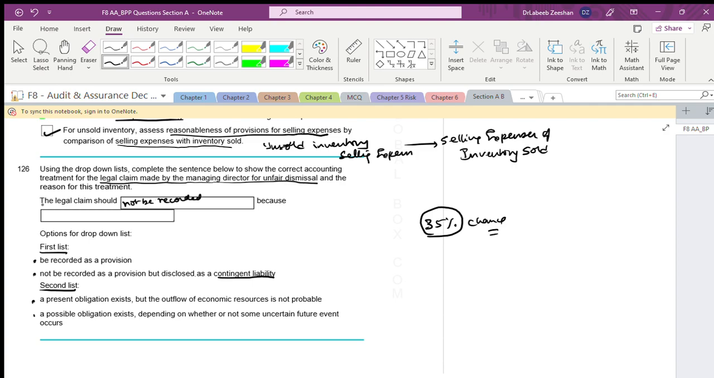But as a provision, is it? It should not be recorded as a provision. I will put the things like this: it should not be recorded as a provision as such, but disclosed as a contingent liability.